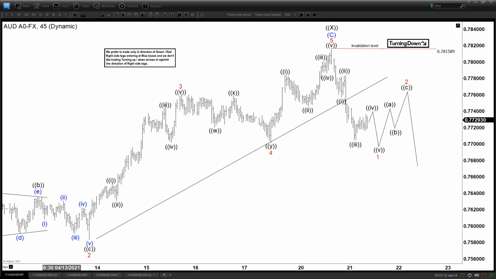My name is Henry. Today is Wednesday, April 21st. The time is around 1 a.m. GMT. Today we are going to take a look at the chart of the Aussie dollars. This is a 45 minutes chart.